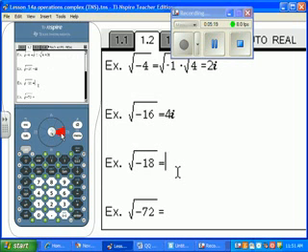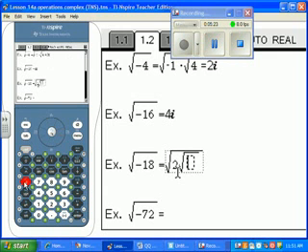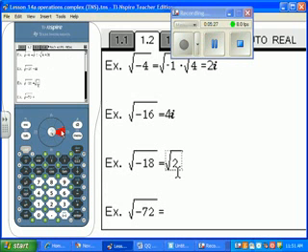How'd you break up 18? 2 and 9. Square root of 2. Yeah. Square root of 9. Oops, I don't want to do that, do I? And I'm going to have out here an i, right? So that's our negative. Okay.